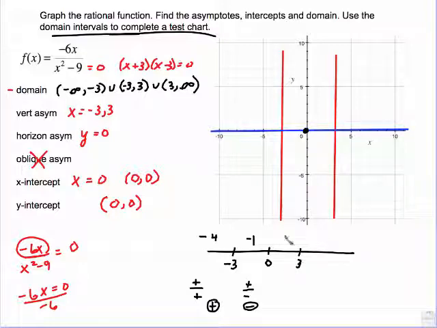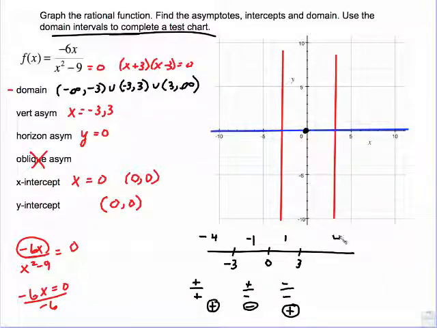Between 0 and 3, I'll pick positive 1. Negative 6 times positive 1 is a negative. Put it in the bottom, it is also a negative, and a negative divided by a negative is a positive. So see, doing this with just the signs, you don't have to worry about being real fancy with your arithmetic.